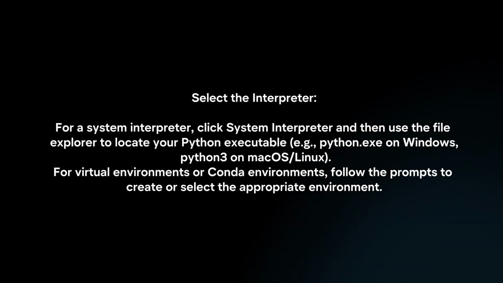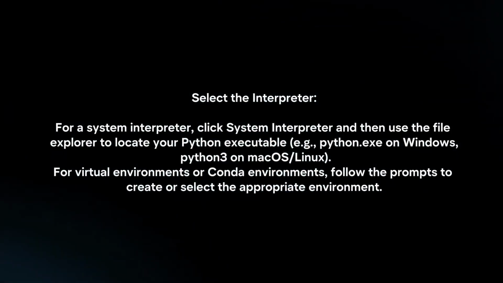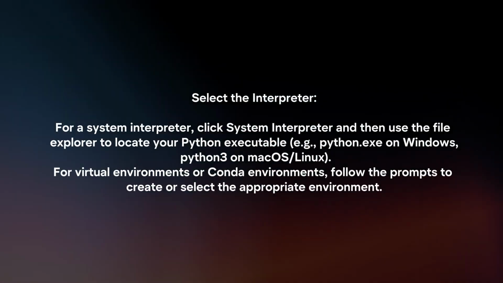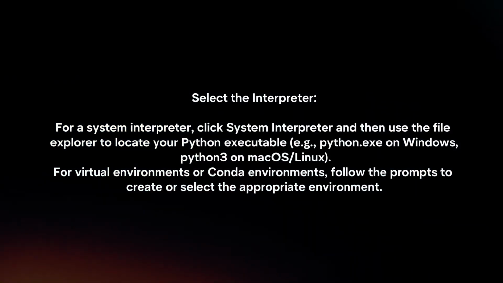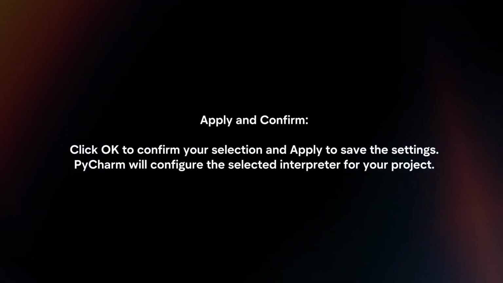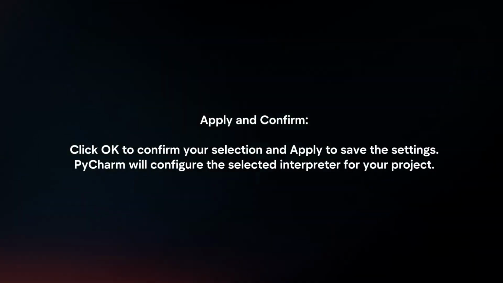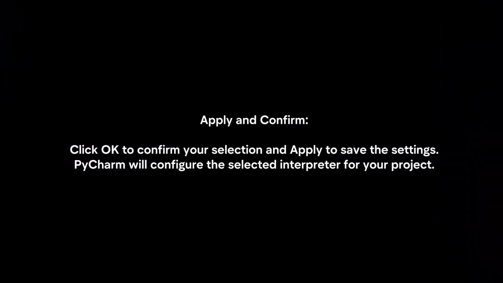Select the interpreter. For a system interpreter, click System Interpreter and then use the File Explorer to locate your Python executable. For virtual environments or Conda environments, follow the prompts to create or select the appropriate environment. Apply and confirm. Click OK to confirm your selection and apply to save the settings. PyCharm will configure the selected interpreter for your project.